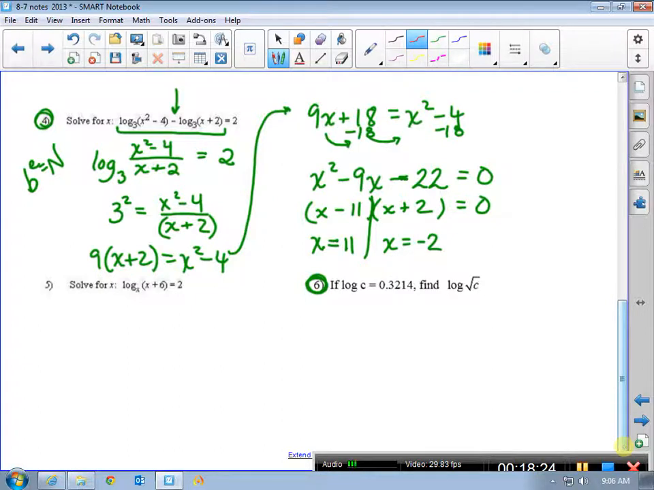11 would give us log base 3 of 121 minus 4, minus log base 3 of 13. So checking that, seeing if that equals 2. Now the numbers going in don't give me a negative or 0, so 11 most likely checks. I'm going to do a quick check on my calculator.